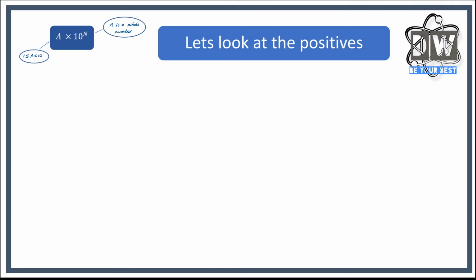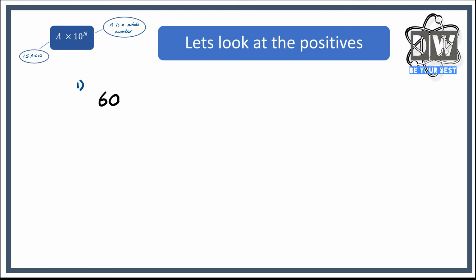So let's look at the positives. We're always going positively today. This is our introduction to standard form. Let's look at some very, very basic questions. We're going to write 60 in standard form. So the first number needs to be replacing A, which needs to be between 1 and less than 10. So we're going to write this in standard form.